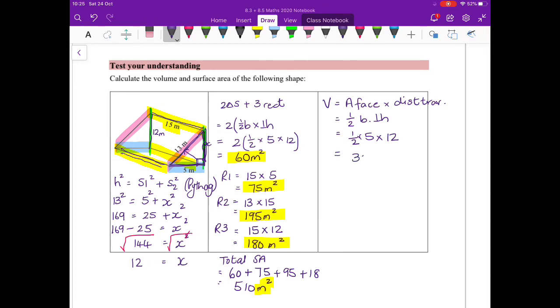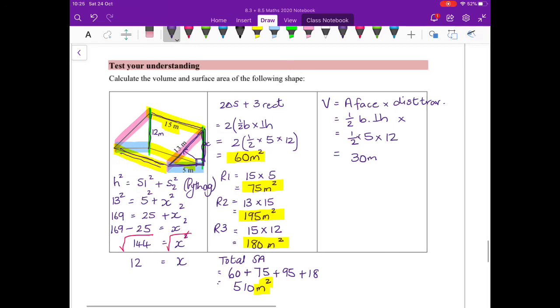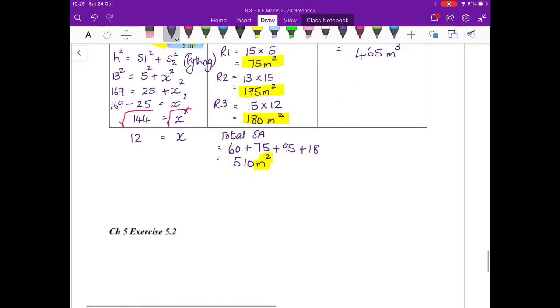So we will get 30 meters squared. But now remember, you have to do the distance traveled, which was 15 meters. So I'm going to multiply this by 15. So 30 multiplied by 15 will give me 450, and these are meters cubed because it's three-dimensional.